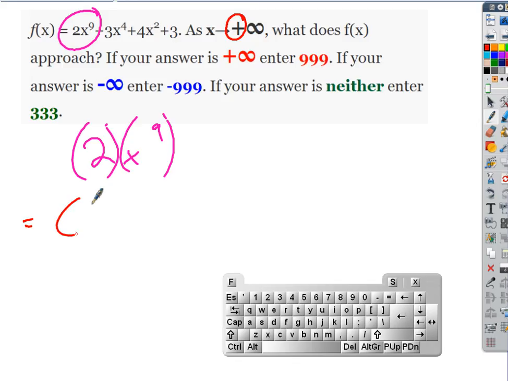So that's our answer. So then, as x approaches positive infinity, f of x approaches positive infinity.